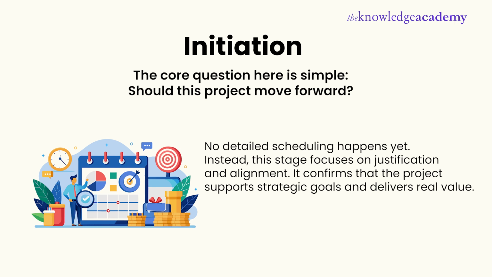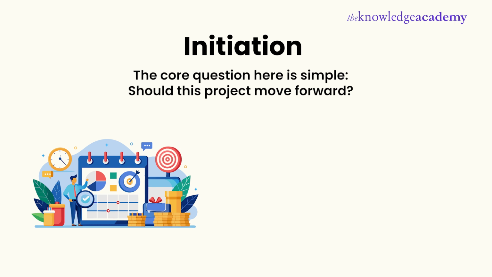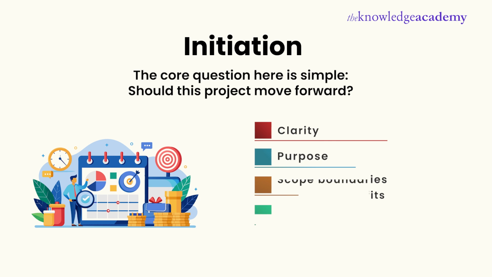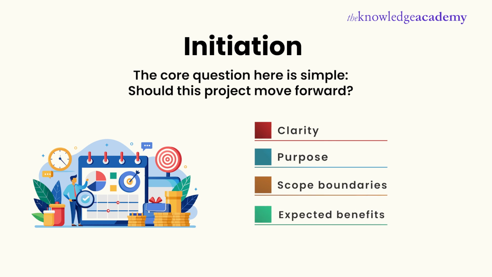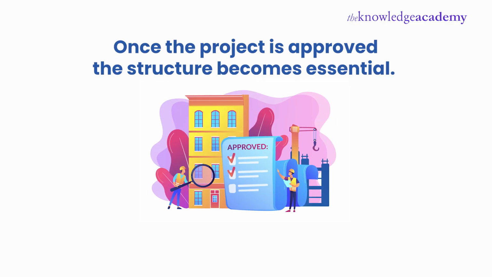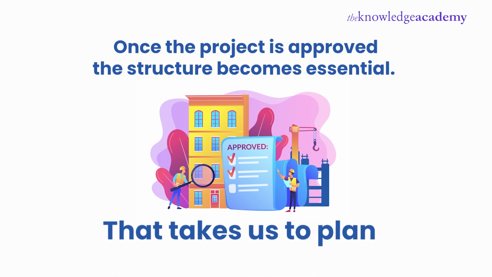No detailed scheduling happens yet. Instead, this stage focuses on justification and alignment. It confirms that the project supports strategic goals and delivers real value. The outcome of initiation is clarity, purpose, scope boundaries, and expected benefits. Once the project is approved, the structure becomes essential. That takes us to planning.